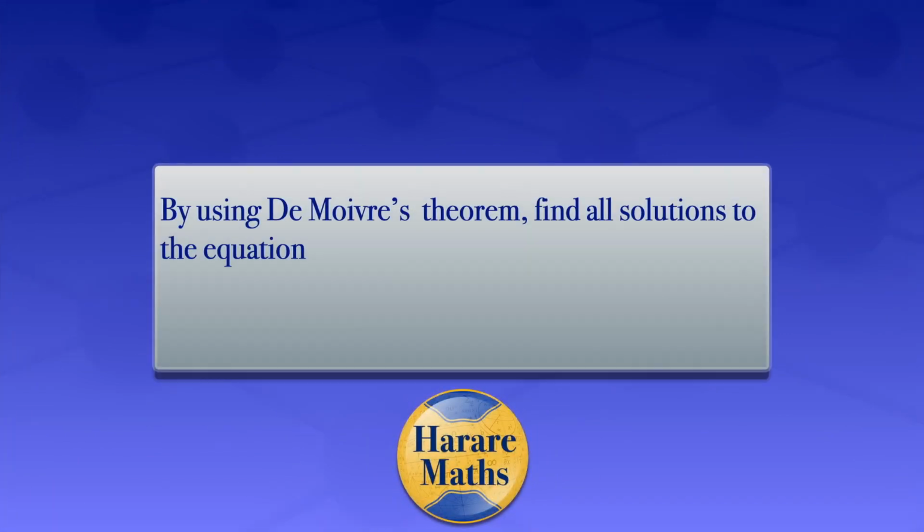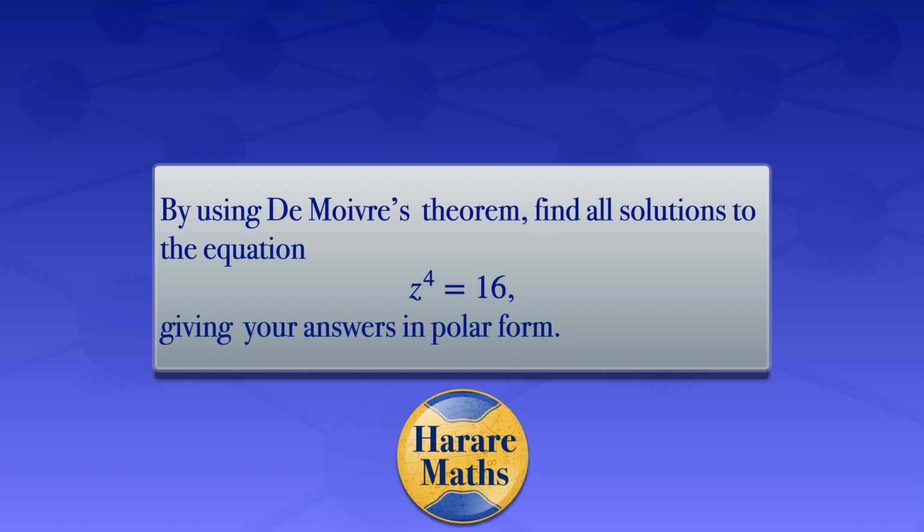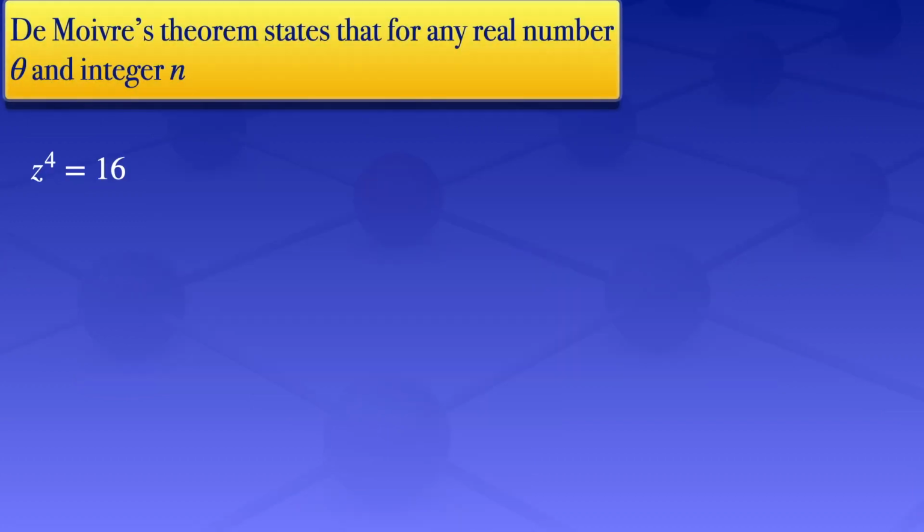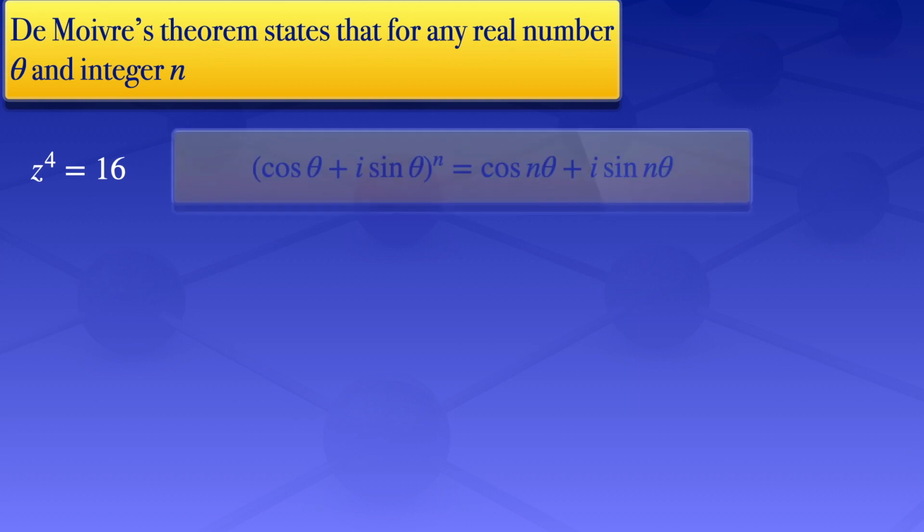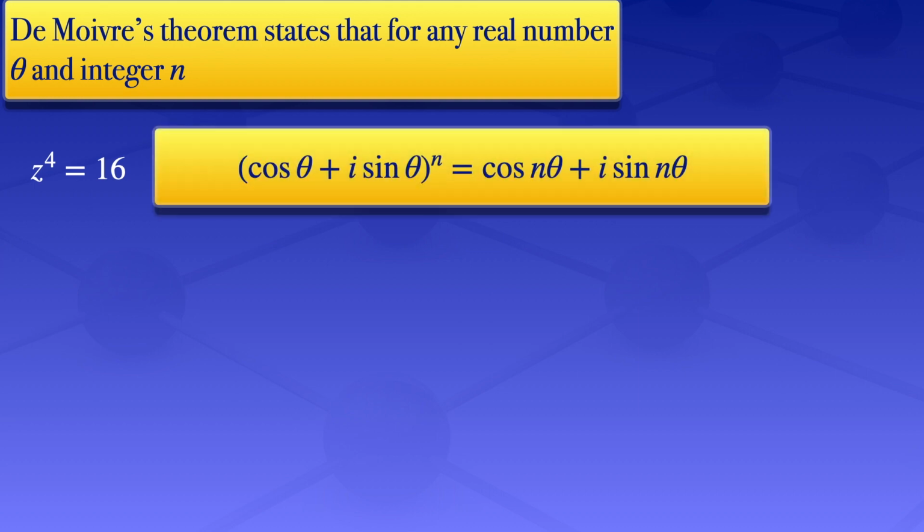In this tutorial, I'm going to use De Moivre's theorem to find all solutions to the equation z to the power 4 is equal to 16, giving the answer in polar form. De Moivre's theorem states that for any real number theta and an integer n, (cosine of theta plus i sine of theta) to the power n is equal to cosine of n theta plus i sine n theta.